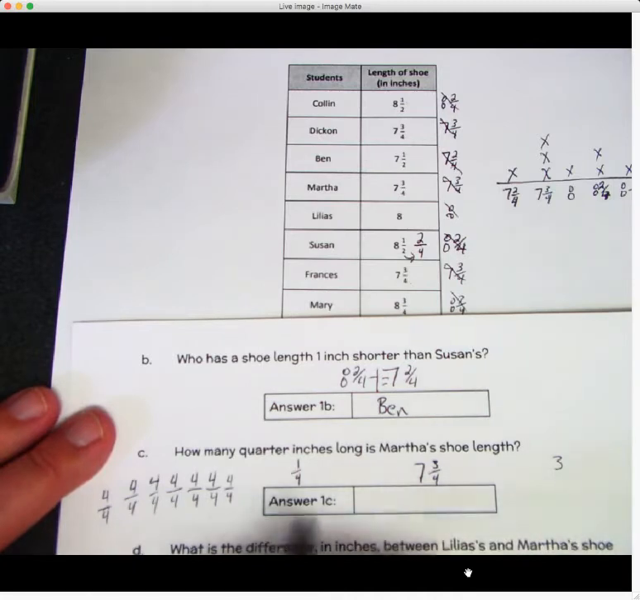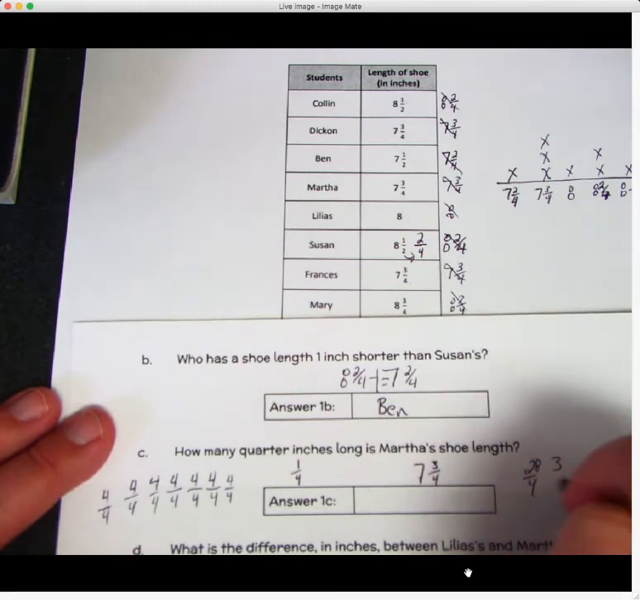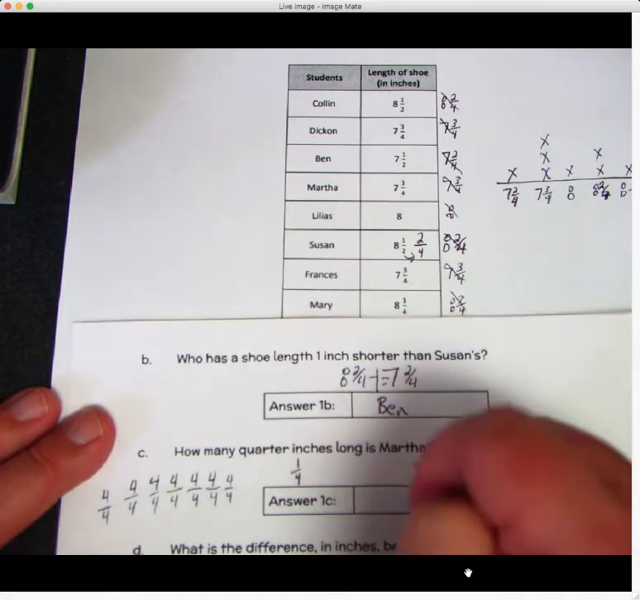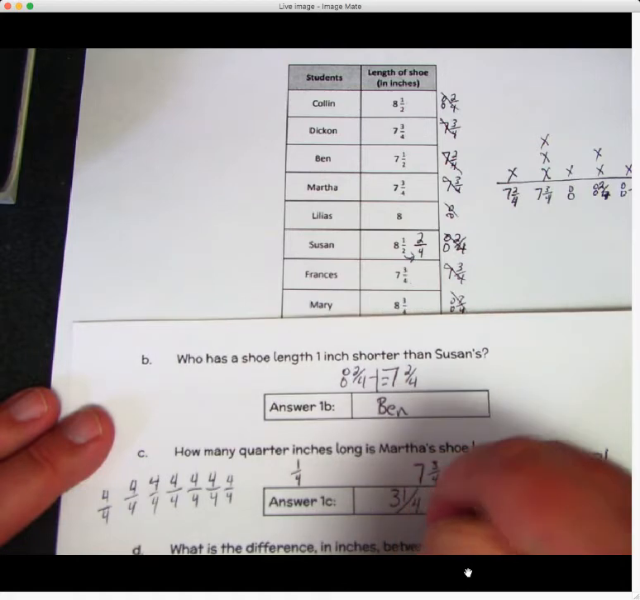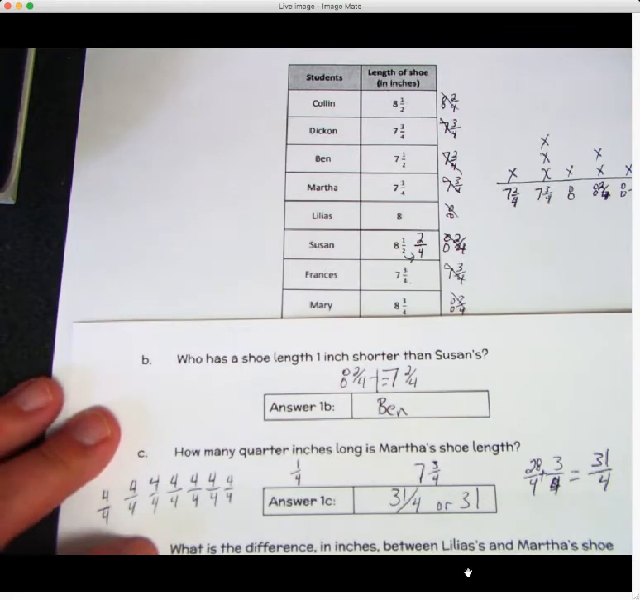Now I add all these 4s. 4, 8, 12, plus 4 is 16, plus 4 is 20, plus 4 is 24, plus 4 is 28/4 equals 7. So 28/4 is 7, and then I have 3/4 more. 28 plus 3 is 31/4. How many 1/4 inches long is Martha's shoe length? It's 31/4 inches long, okay? 31/4. Wow. That was interesting, wasn't it?